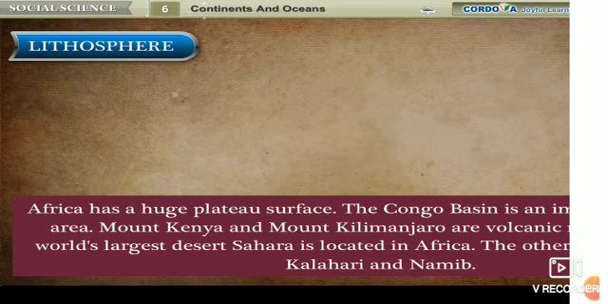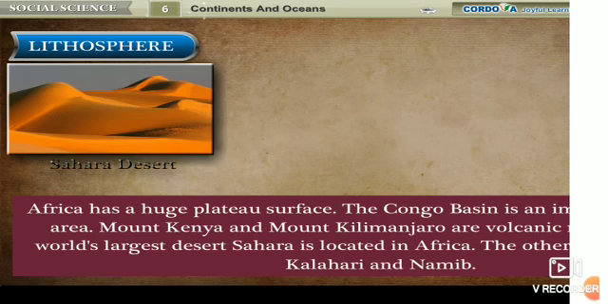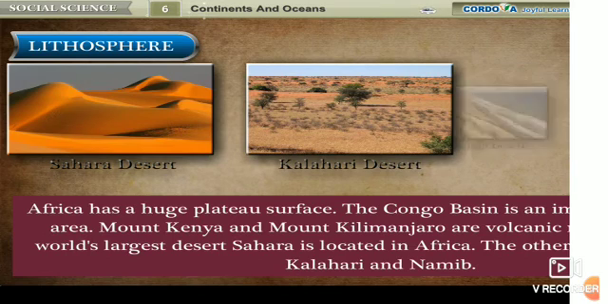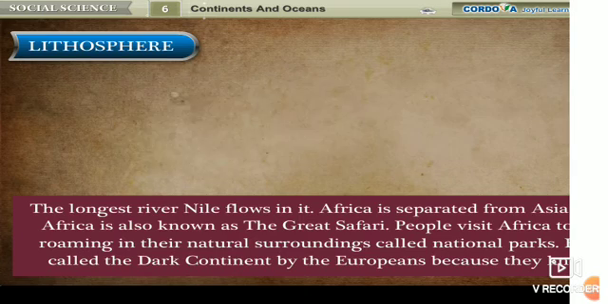Africa has a huge plateau surface. The Congo Basin is an important low-lying area. Mount Kenya and Mount Kilimanjaro are volcanic mountains. The world's largest desert, Sahara, is located in Africa. The other main deserts are Kalahari and Namib. The longest river, Nile, flows in it. Africa is separated from Asia by the Suez Canal.